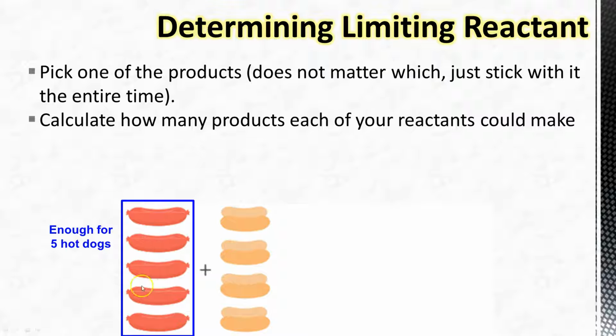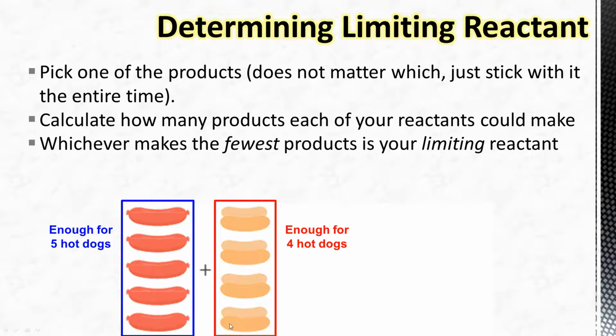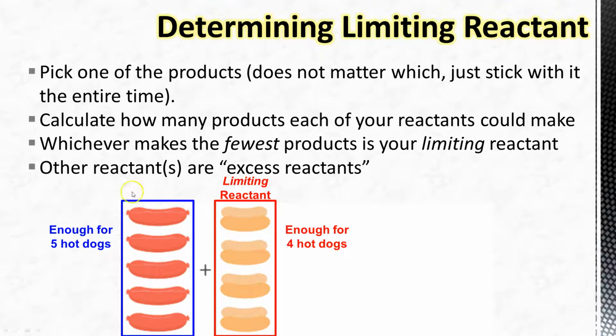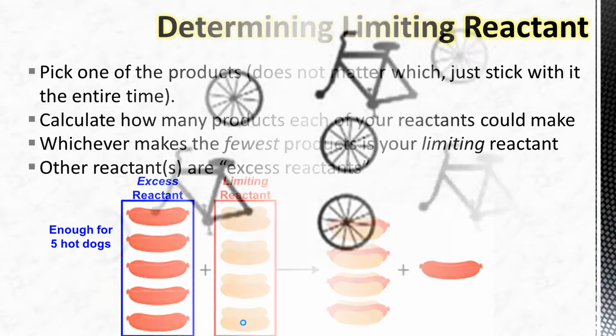Well, here I have enough for 5 complete hot dogs, and here I have enough hot dog buns for 4 hot dogs. So obviously, which one of these is going to limit it? It's going to be the hot dog buns. So this one is going to make the fewest products, and therefore is my limiting reactant. The other reactants we would say are my excess reactants. So here's what I'm going to have: 4 complete hot dogs and 1 excess leftover one. So I looked at the product, a complete hot dog with bun, and I see I ran out of hot dog buns first. That is my limiting reactant.